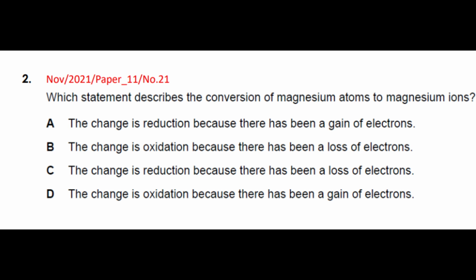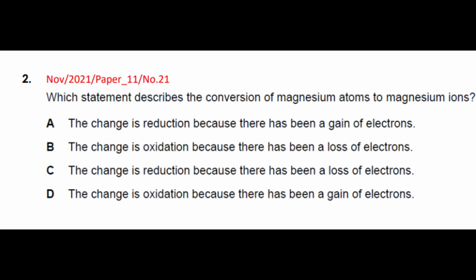Before I read the options, you must know that magnesium atom is a neutral atom. It has 12 protons and 12 electrons. Those 12 electrons will be distributed as 2-8-2. That means it has 2 electrons in the last shell, and it has a complete tendency to lose those 2 electrons to complete its octet, as it belongs to the second group. So when it loses those electrons in the valence shell, it will form a positive ion with a +2 charge. Now let's read the options.